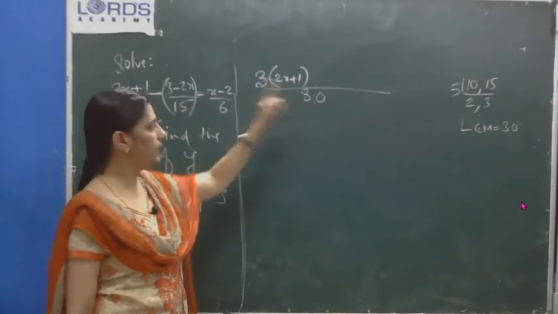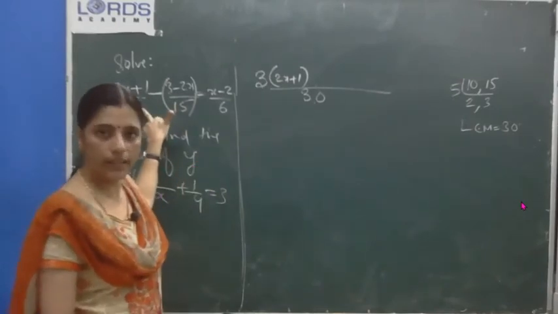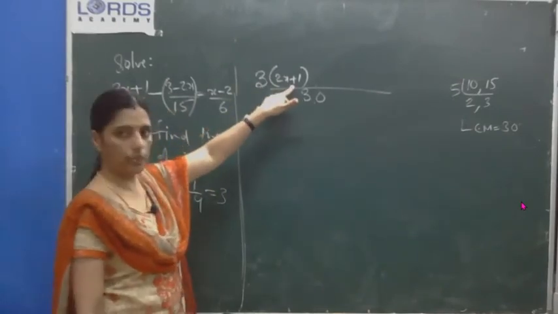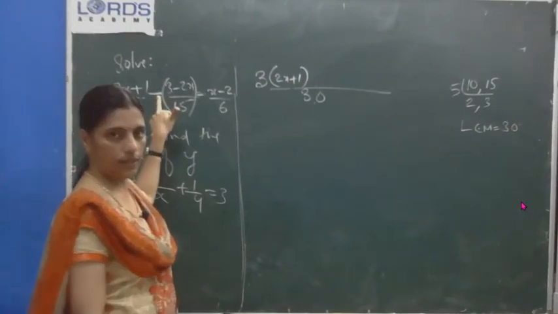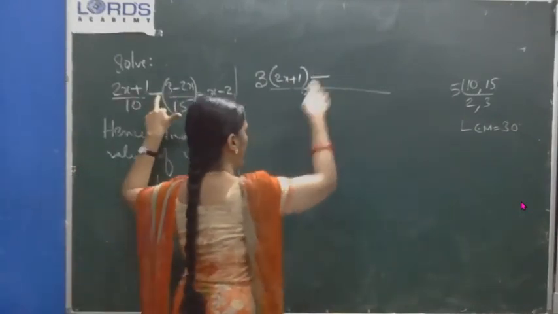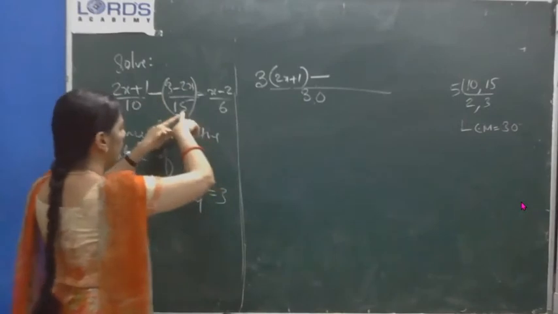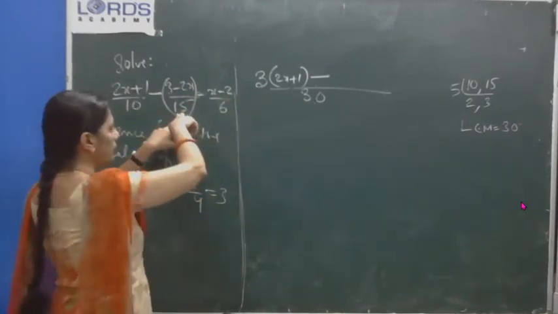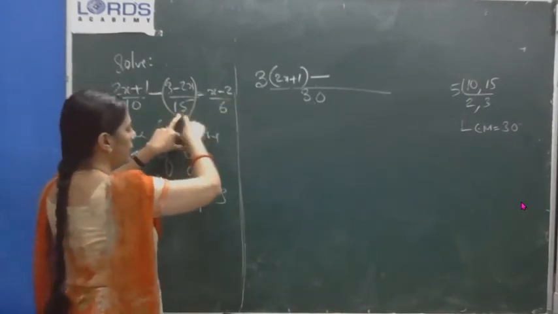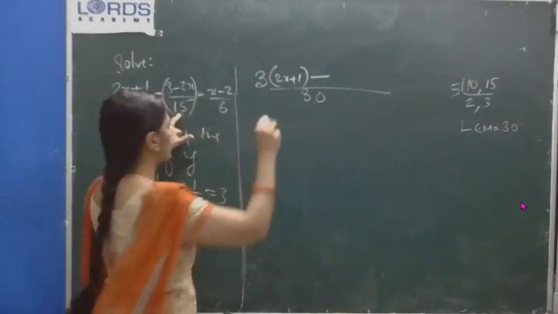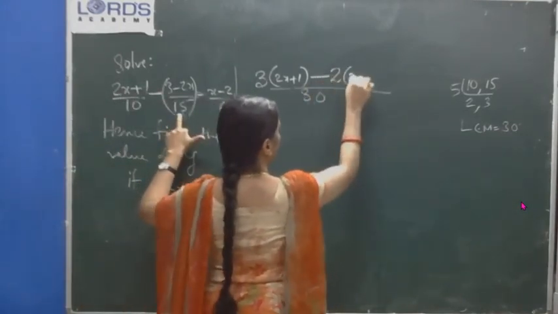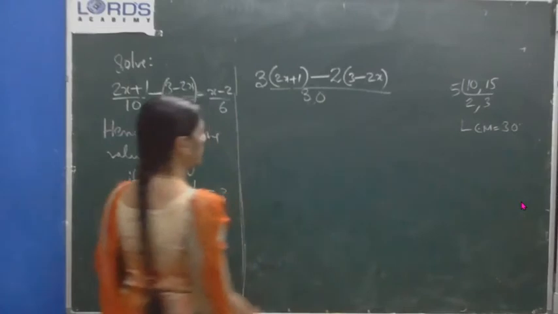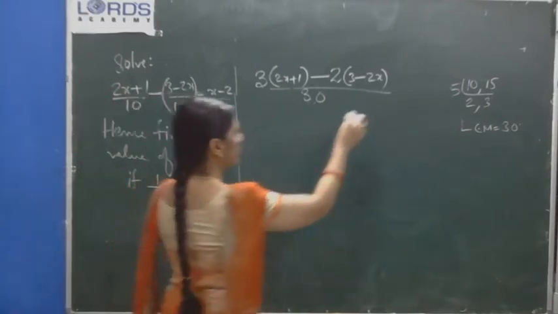Then in this 30, the first denominator, how many times? 3 times. That 3 into its numerator. Then minus. Yes. This 30 in this 15. This 15 in 30, how many times? 2 times. So 2 into 3 minus 2x. Okay. Right side as such.